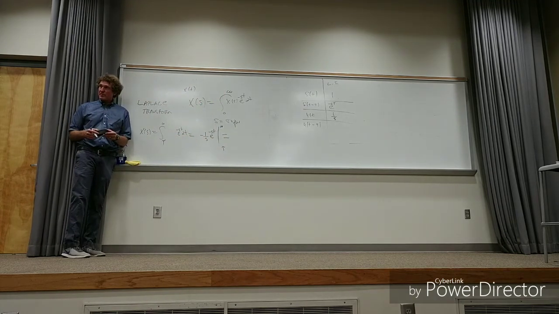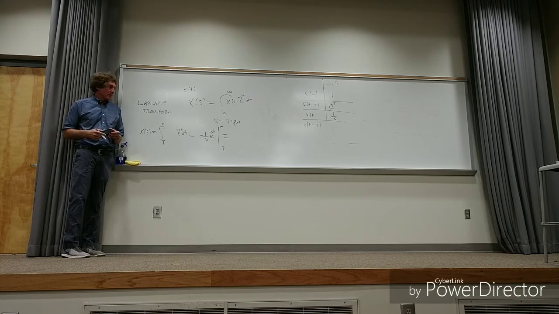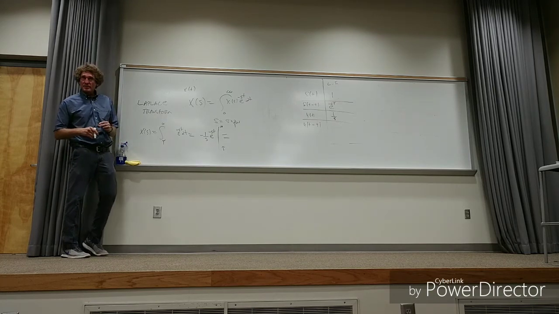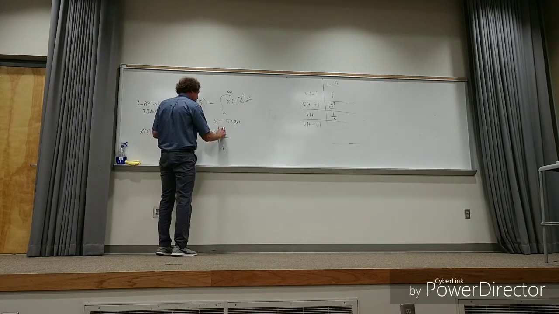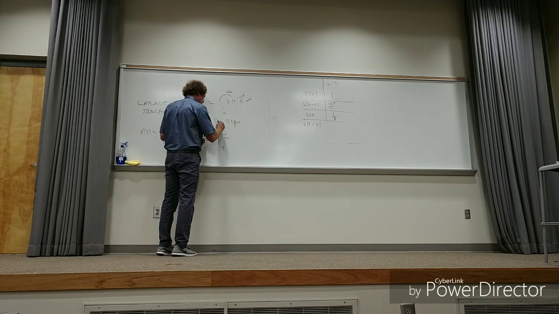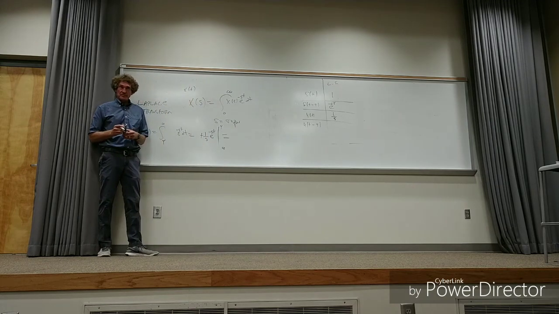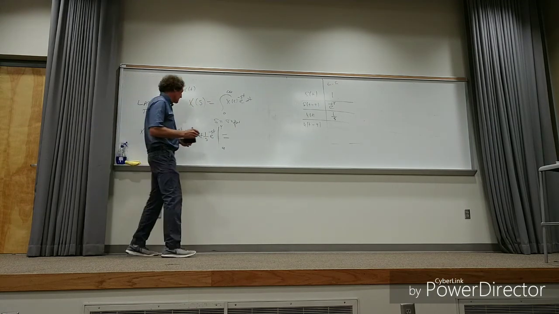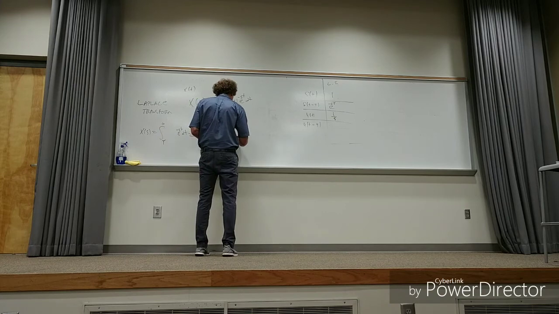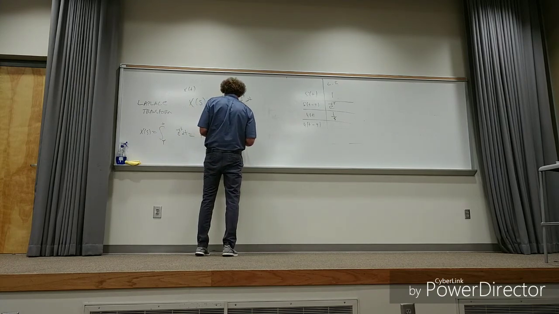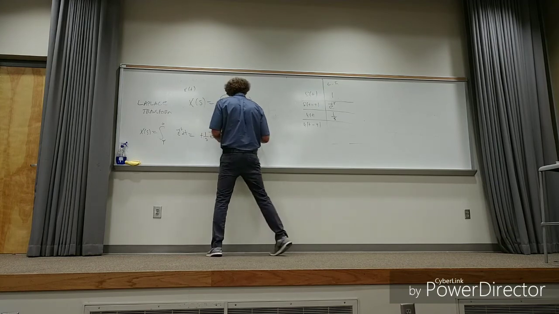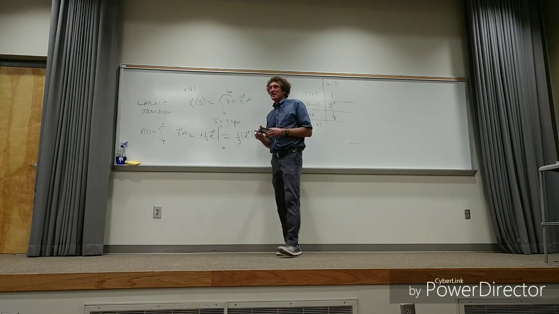You agree with me, don't you? What happens? I change the limits. I always do that. This becomes tau. This becomes infinity. That becomes plus. Agreed? So this is going to be 1 over s times e to the minus s tau. And then it's minus e to the minus infinity, which is 0.